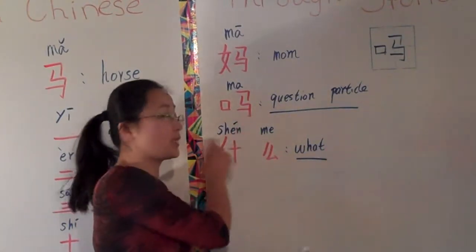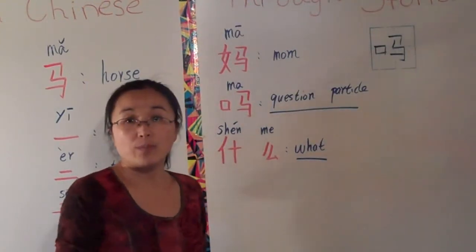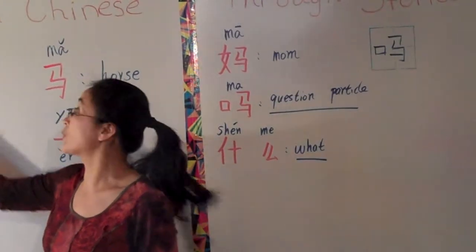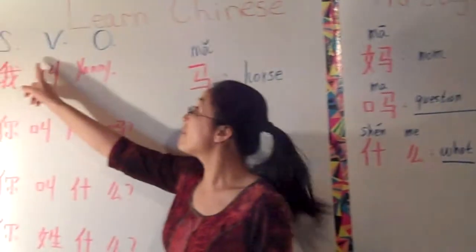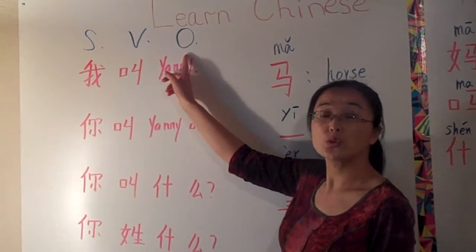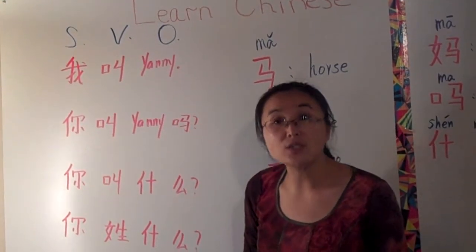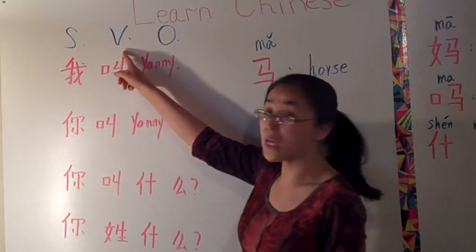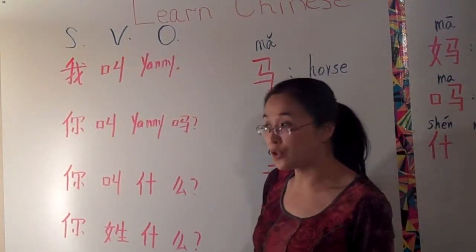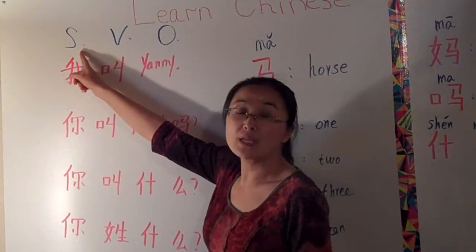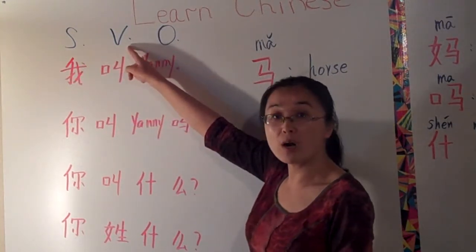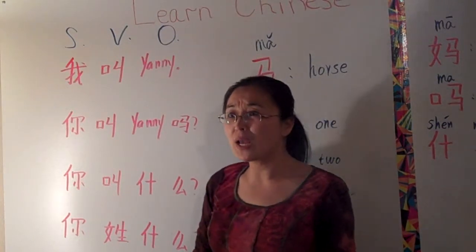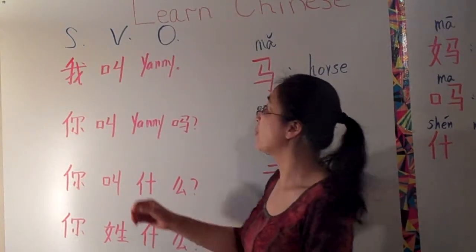How to ask questions? Okay, the Chinese sentence structure always follows the SVO sentence structure. S means subject, V verb, O object. Okay, you may see, really? Yeah, let's have a look.